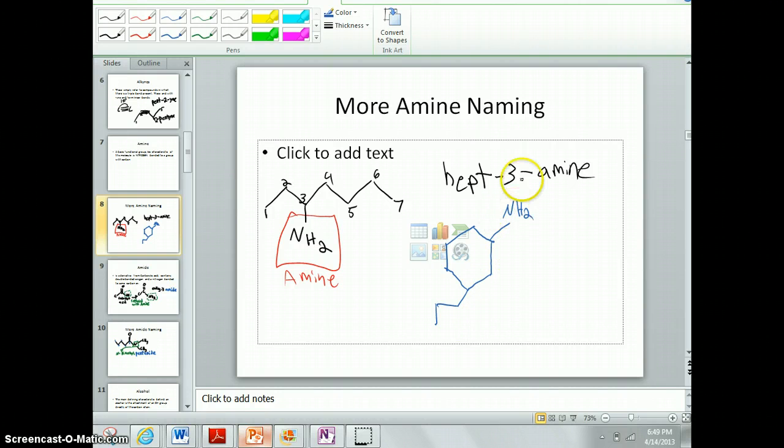So this is where we're going to start our numbering. And we want to start numbering in the direction that'll give our next constituent the lowest number. So that's going to be down. 1, 2, 3, 4, 5, 6. And I haven't really gone over this yet, but since we have a ring, it's going to start with cyclo. That's going to be at our ending, and I really should move this over a little bit, give myself a little more room.